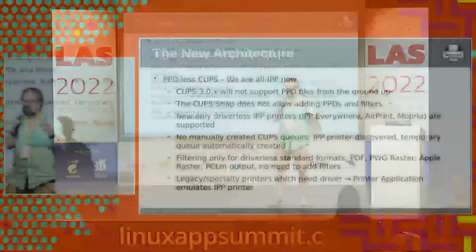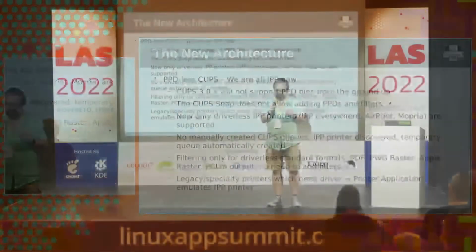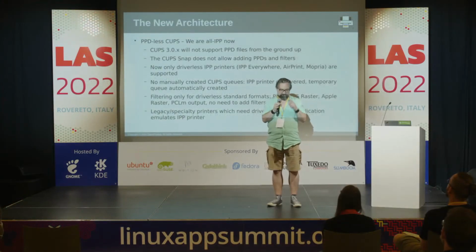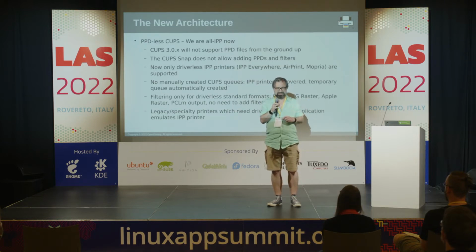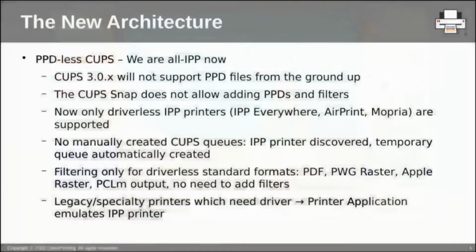Now we want to go all IPP. We know in modern times, most printers are driverless. They usually support AirPrint, so that you can print with an iPhone on it. And on the iPhone, you do not put a driver. The printer is a driverless IPP printer. Mopria is another standard preferred by Windows.